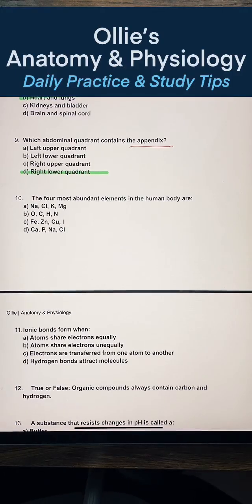And I'll give you a little acronym in a way. This one should be pretty easy for you guys, so I'll give you guys a moment. For number 10, the 4 most abundant elements in the human body are what? A, B, C, or D? What do you guys think for this one?